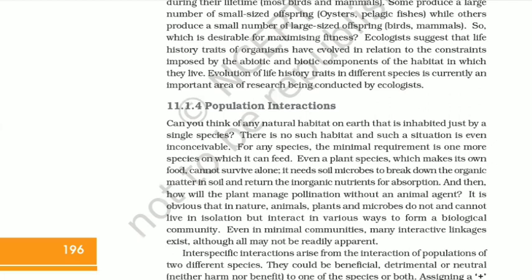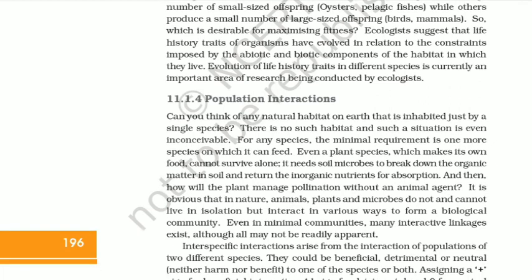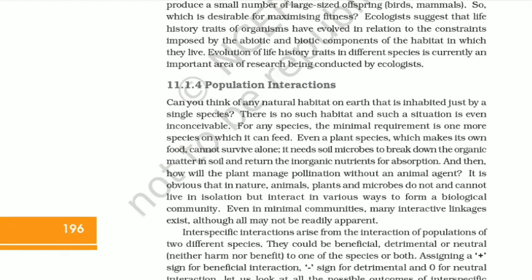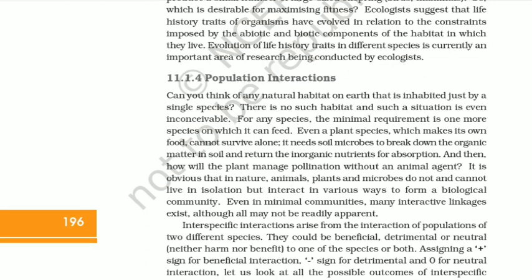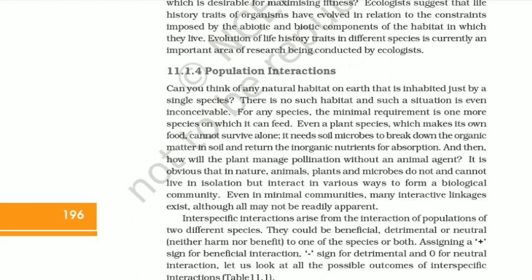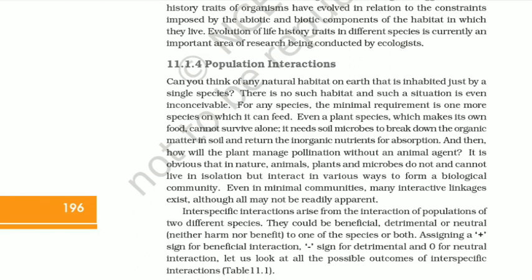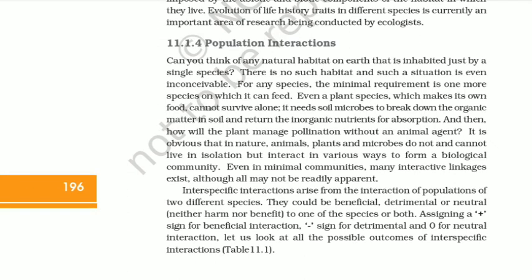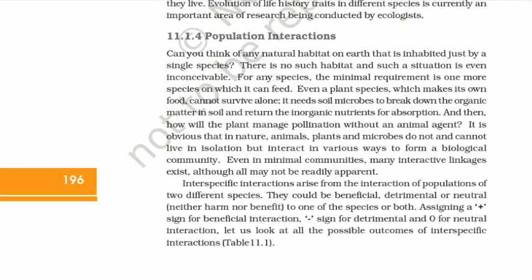Some produce a large number of small-sized offspring, like oysters and pelagic fishes, while others produce small numbers of large-sized offspring, like birds and mammals. So which is desirable for maximizing fitness? Ecologists suggest that life history traits of organisms have evolved in relation to the constraints imposed by the abiotic and biotic components of the habitat in which they live. Evolution of life history traits in different species is currently an important area of research being conducted by ecologists.